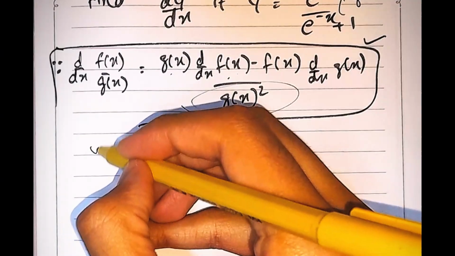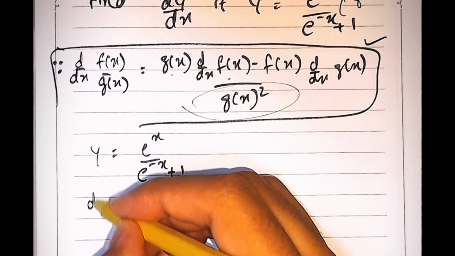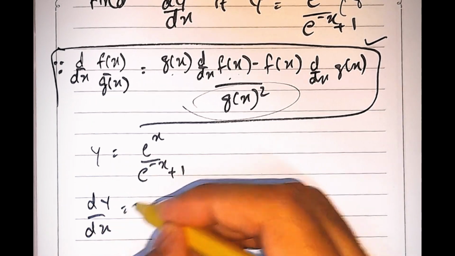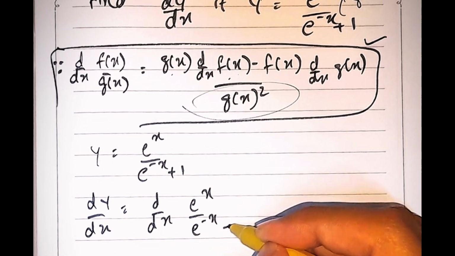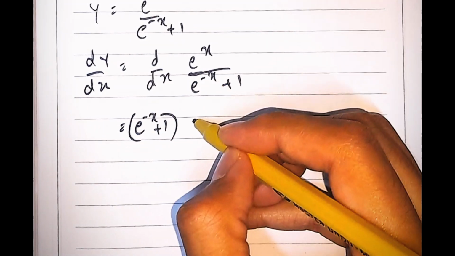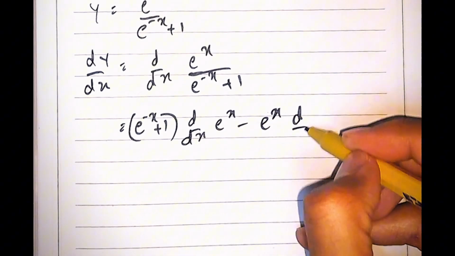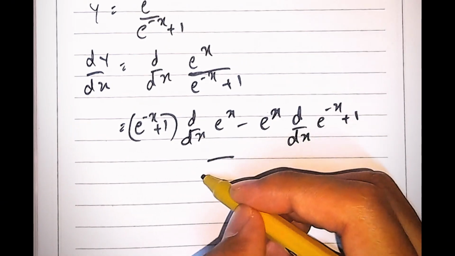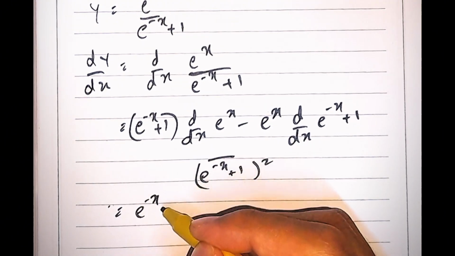First of all, we will rewrite this function y is equal to e^x divided by e^(-x) plus 1, and we will simply apply the differentials on both sides of the equation, d by dx of e^x divided by e^(-x) plus 1. The second function as it is, now the second function is e^(-x) plus 1, then the derivative of the first function minus the first function as it is, derivative of the second function, divided by the square of the second function.